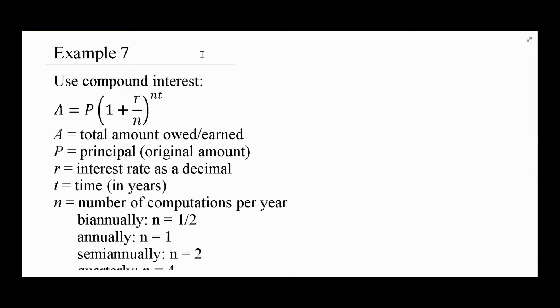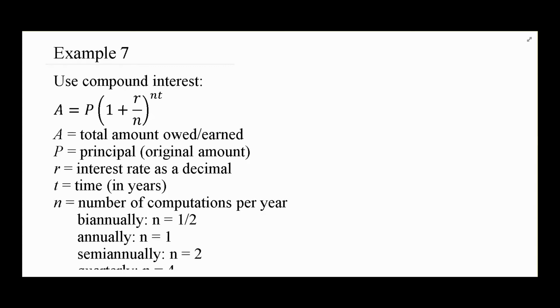Well, the same thing could be said if it wasn't every year, if it was every month. If it was every month, then instead of 1.01, we wouldn't get the full 1% since it's only a month. So we divide by however many computations there are within the year. So if it was monthly, we would divide that 0.01 by 12, because we're only getting a 12th of that interest rate. So in this formula here, the n value is the number of computations per year.